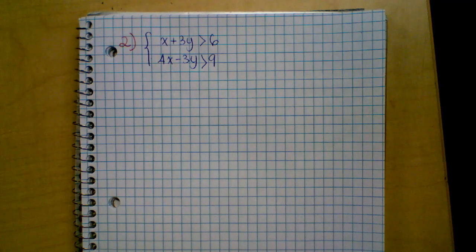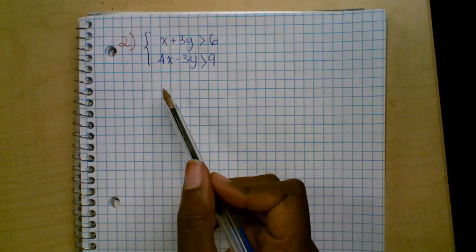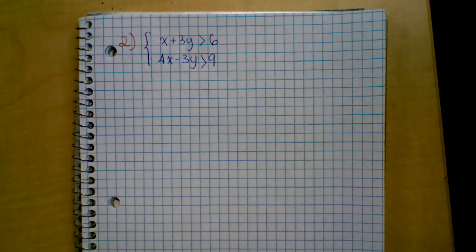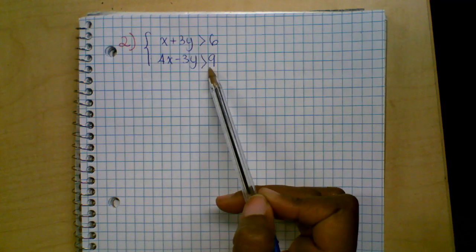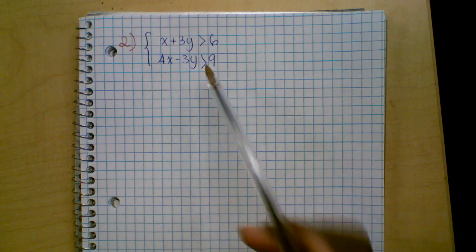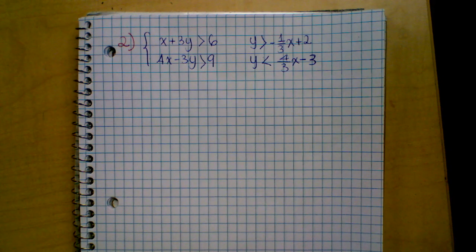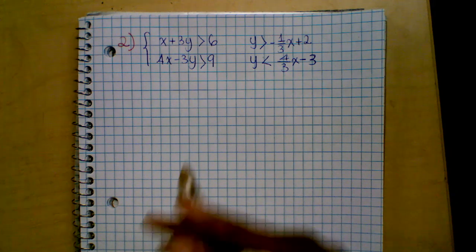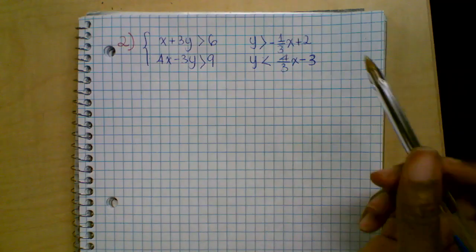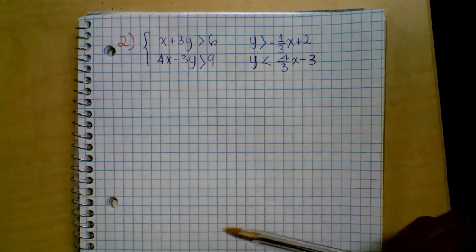So let's do this. What is step one? Step one asks us to solve for y. For each inequality, you're going to solve for y. So please pause the video and solve for y. Okay, so I solved for y, and this is the inequality that I came up with. If you didn't get the same, make sure you follow the steps.